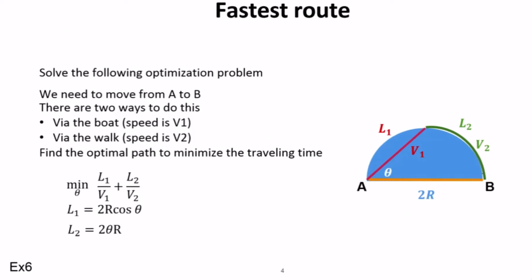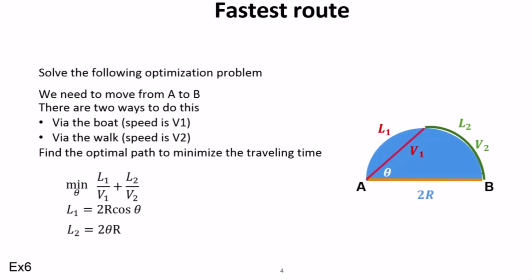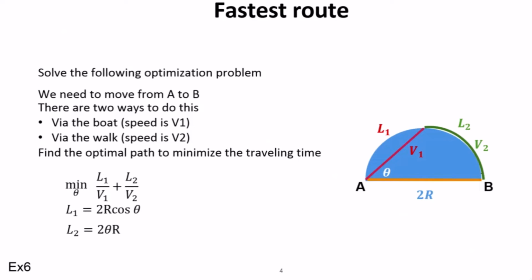Okay, so we want to minimize the traveling time, and we know that the speed of walking and the speed of the boat are different from each other. So the decision variable is theta. We want to find out what is the optimal value of theta in order to minimize the total traveling time. So the total traveling time is the time on the boat and the time on foot.